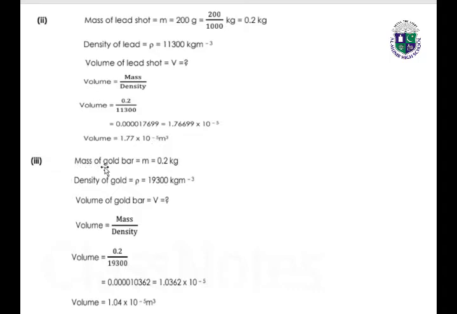Next, in third part, mass of gold bar is given. We know about the density of the gold, which is 19300. We have to find out the volume of gold bar. Volume is equal to mass over density. By dividing both values we get the answer.